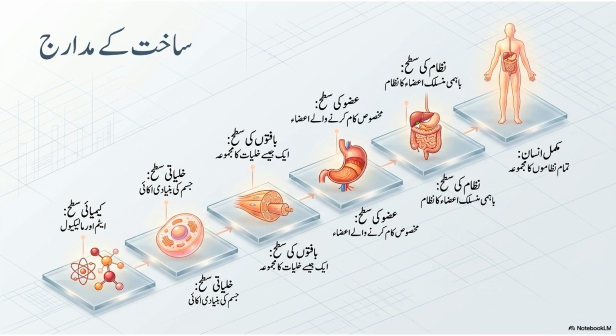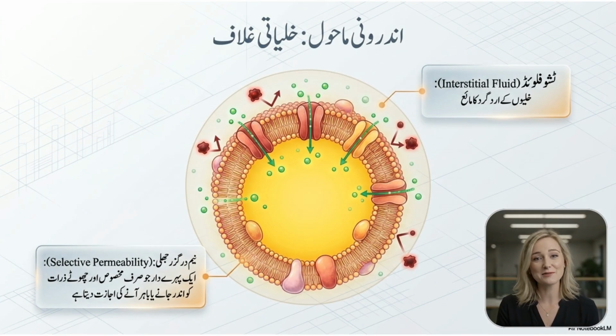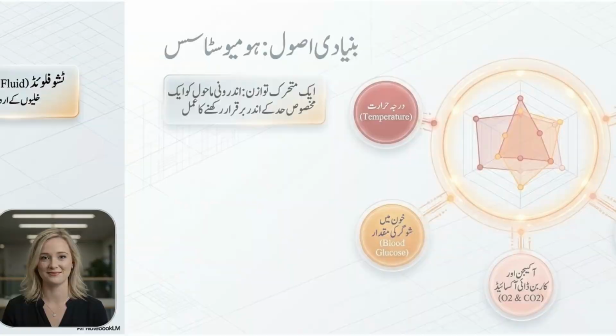The human body is organized into levels of complexity, starting from the chemical level, building up to cells, tissues, organs, and systems, culminating in the complete human being. Our internal environment is defined by the cellular level. Here, cells are surrounded by interstitial fluid, and the cell membrane provides selective permeability, regulating what enters and leaves.